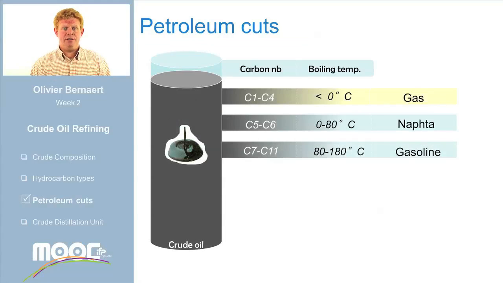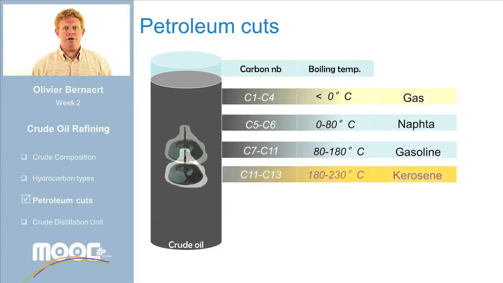Next, the gasoline cut is composed of hydrocarbons with 7 to 11 carbon numbers and with a boiling temperature range from 80 to 180 degrees Celsius. This cut is the base of the gasoline fuels used for spark ignition engines. The kerosene cut is the main base to produce jet fuel, called jet, delivered to all international airports. Typically, the carbon number of this cut is between 11 and 13.